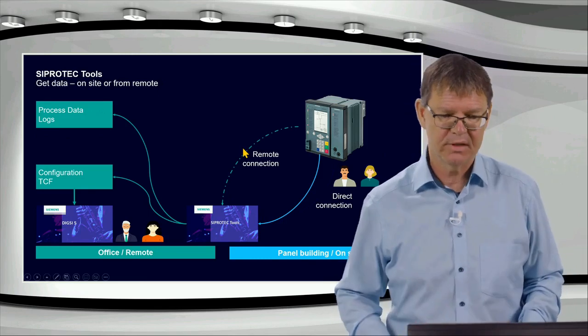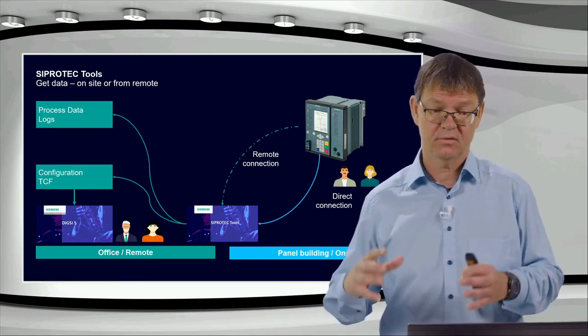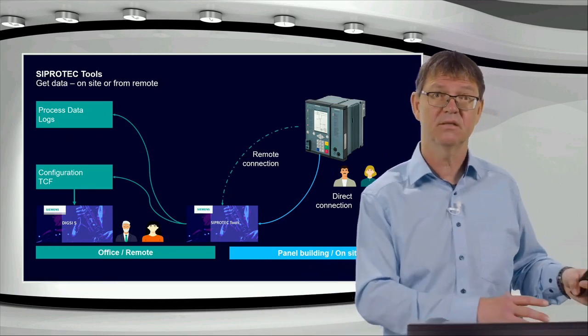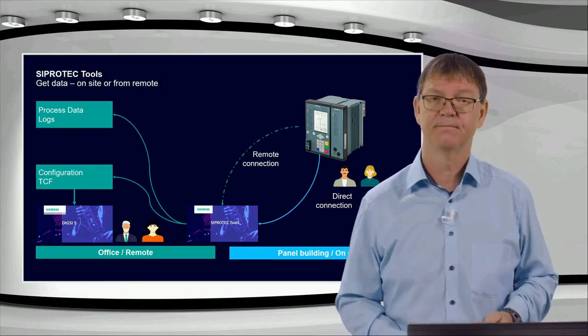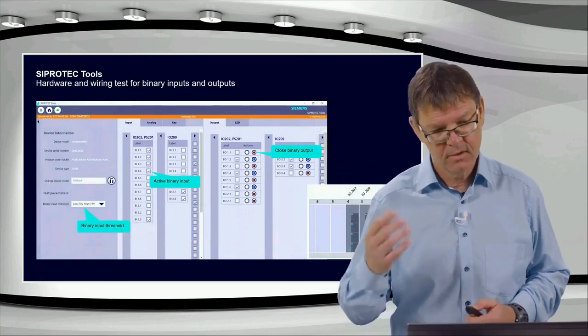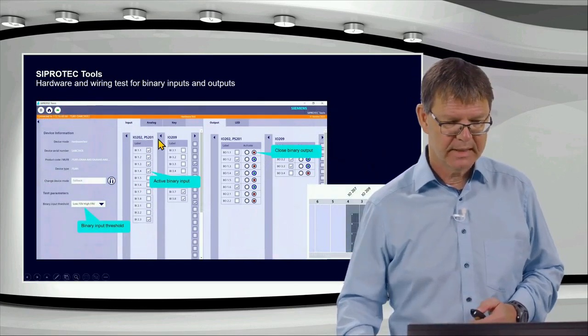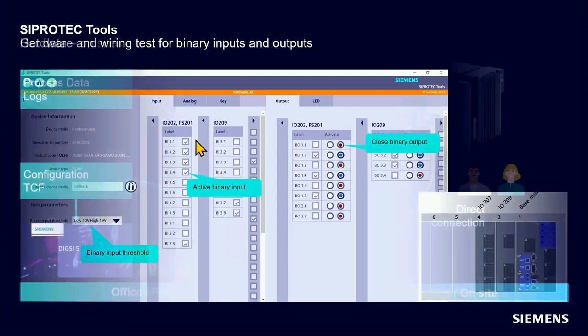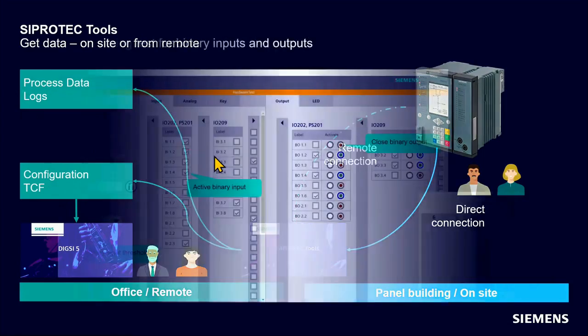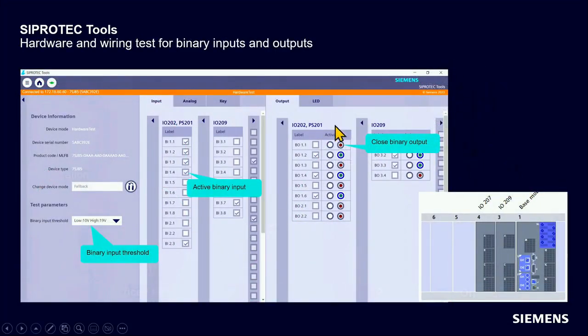So here's a little bit the relation between the various tools. The tool does not replace the DIXI5. It's an add-on, I would say, for certain purposes. Okay, very quickly, I can show here binary inputs, which binary inputs are active. So if I add a voltage on a binary input, then I will get here this check mark. Oops, now I touch the mouse wheel here.